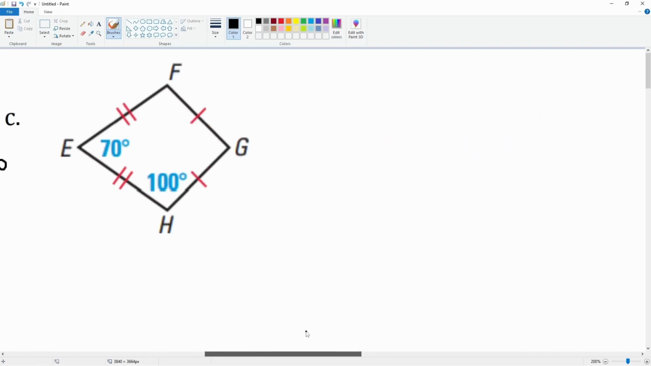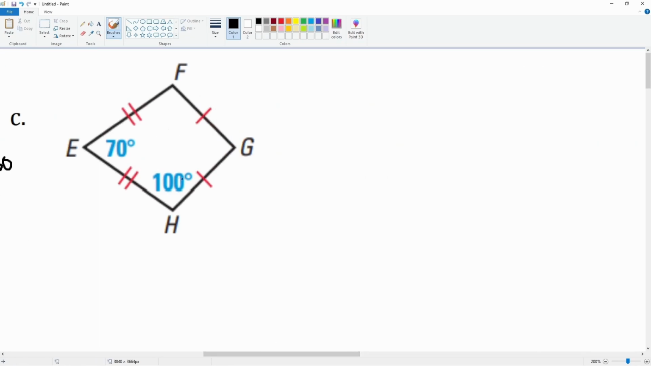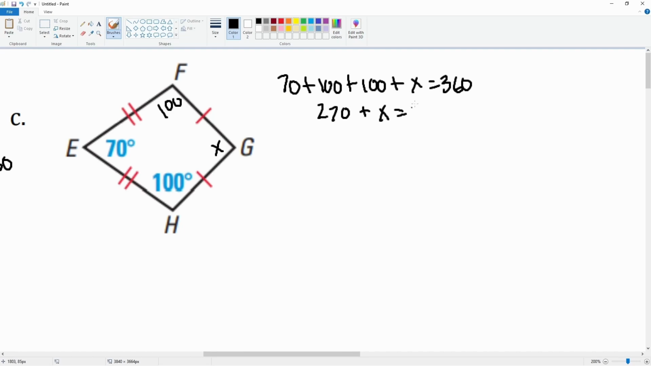Okay, then we have angle C here. We know that since angle H is 100, we know angle F also has to be 100. Okay, then we don't know what angle G is, so that can just be an x. We have 70 plus 100 plus 100 plus x is equal to 360. This is 270 after we combine like terms. 270 plus x is equal to 360.